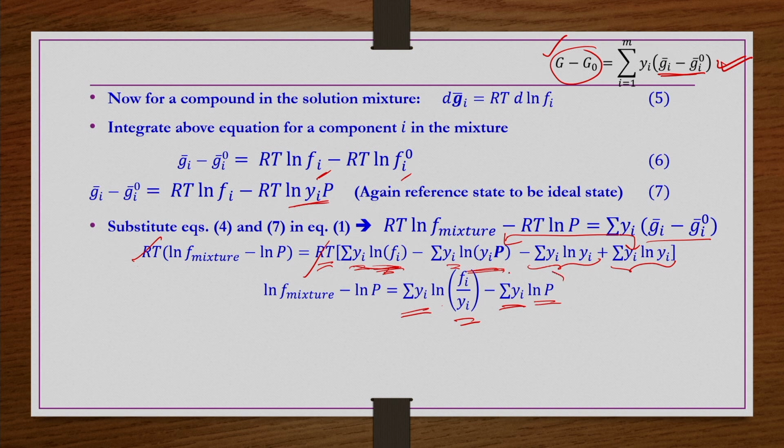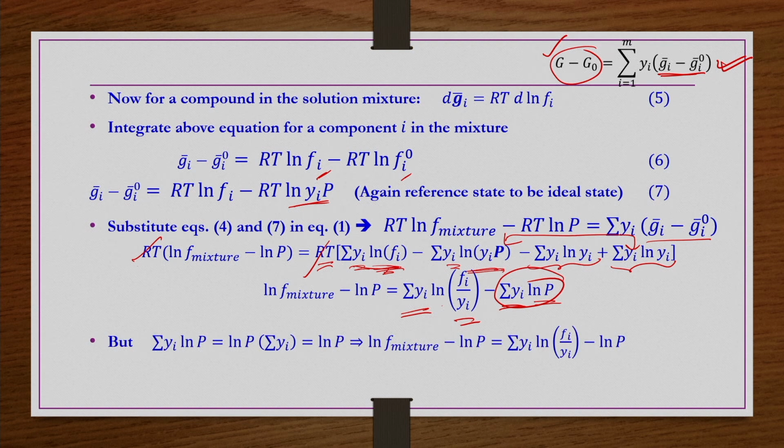Now what is this? Sigma yi ln P is nothing but simply ln P, right, because sigma yi is nothing but 1. So it is ln P. That means ln f mixture minus ln P is equal to sigma yi ln fi by yi minus ln P. So this ln P can be cancelled out from either side. Then we have this expression: ln f mixture is equal to sigma yi ln fi by yi, but this is not the final solution. However, it is an important part.